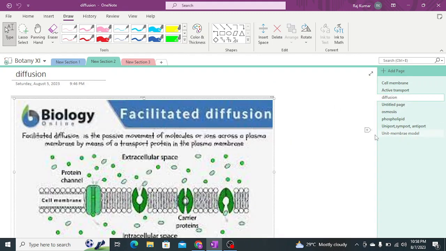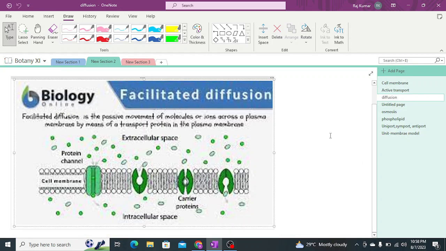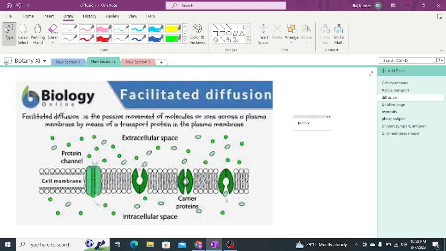Here we have the concept of facilitated diffusion. Facilitated diffusion is the passive movement of molecules or ions across the plasma membrane by means of a transport protein in the plasma membrane. There are two types of transport protein, which are integral proteins: carrier protein and channel protein. Here there is something wrong with the definition, because facilitated diffusion is passive as well as active. It depends on the type of transport, passive or active, which means if there is movement of molecules in a particular direction, we will classify it then as passive or active.